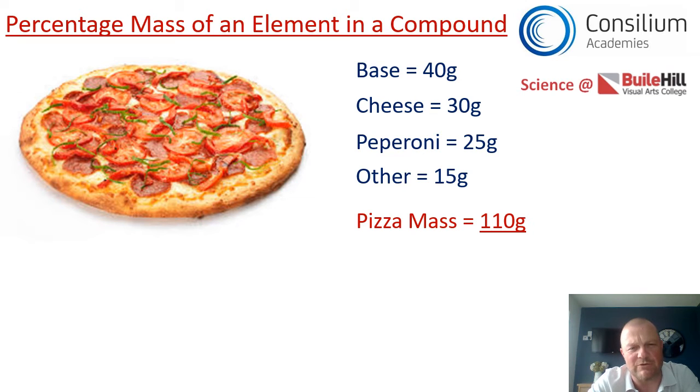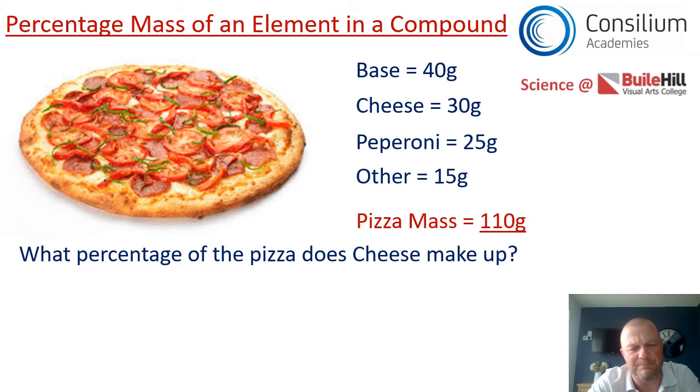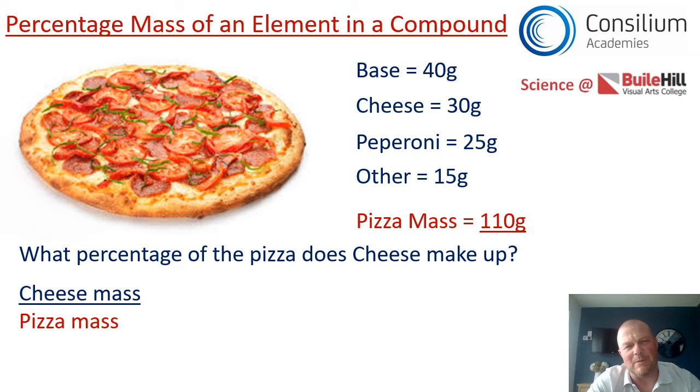But what if I ask you this question: what percentage of that pizza does the cheese make up? Well, it isn't 50%, because if it was 50%, it'd actually be 55 grams, wouldn't it? And we can see that the cheese only equals 30 grams. So there's a little calculation we can use to help us. And it goes like this. If we take the cheese mass, and we divide it by the pizza's mass, and then times it by 100, we can find out the percentage of that pizza that the cheese makes up.